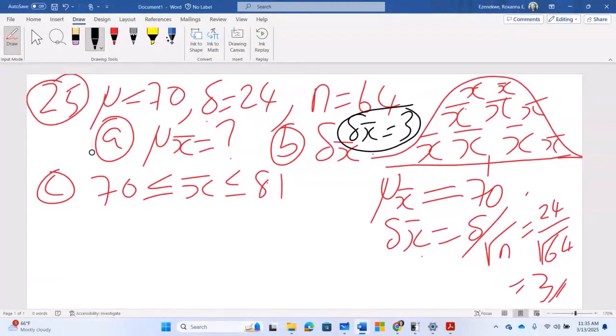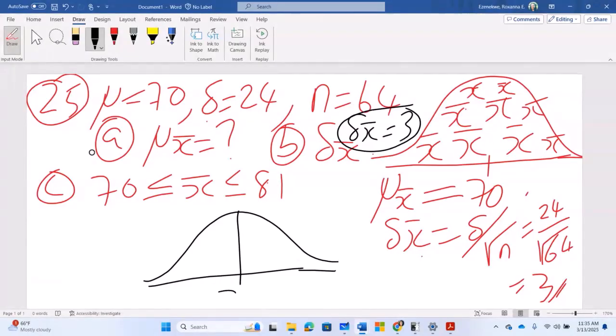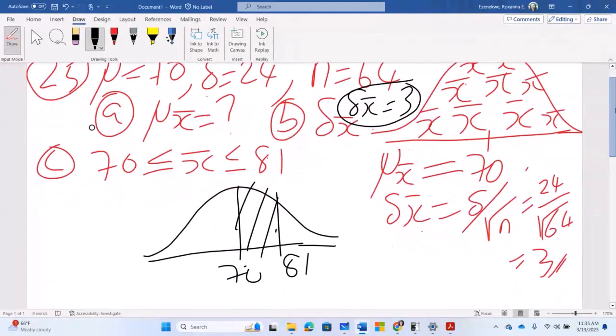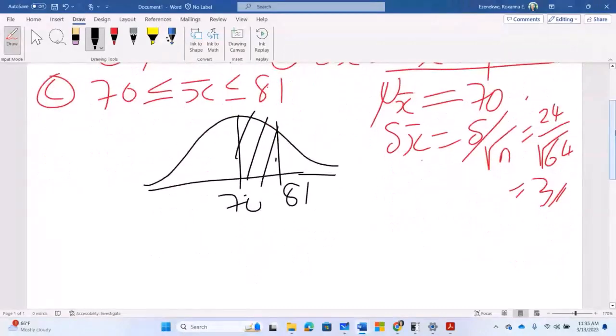All right. Now I want to answer question C. The question says find the area between 70, which is the mean, and 81. This area is on the right side of the mean. I am going to use my calculator. It's easier to do with a calculator because it's raw data. But suppose you're told to do it with a chart, you can read the chart.